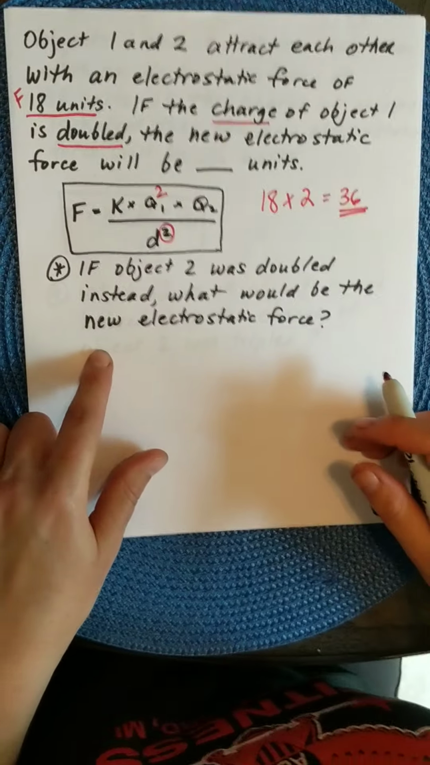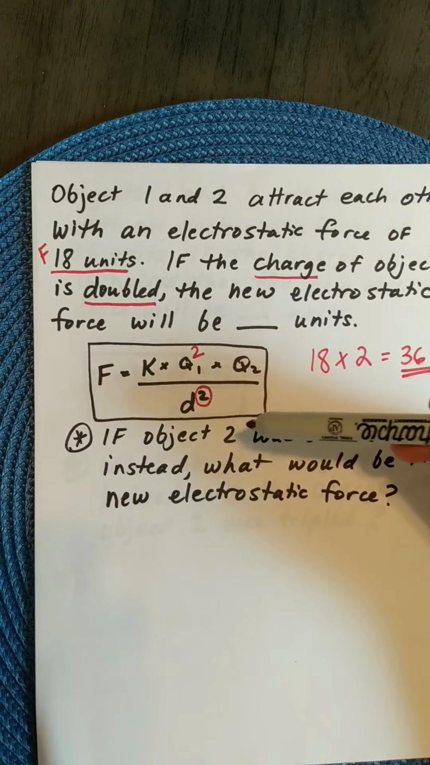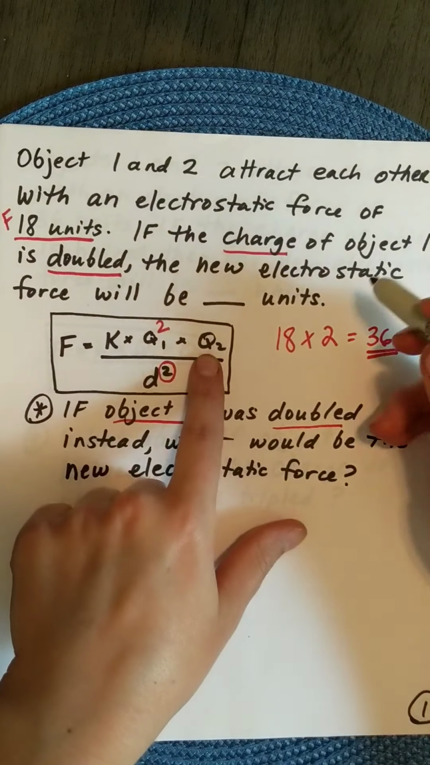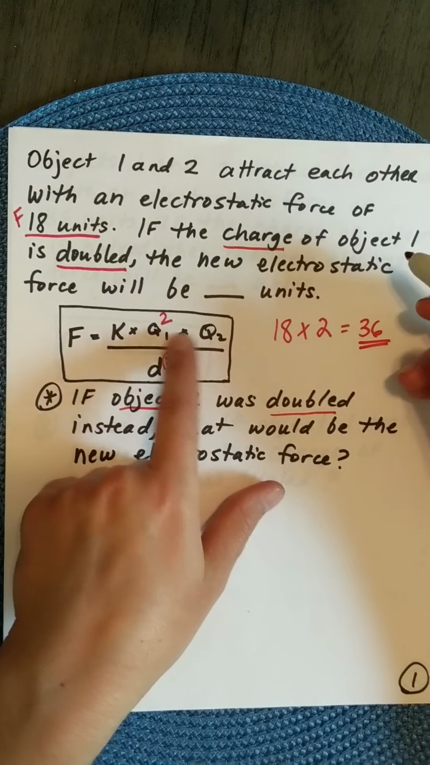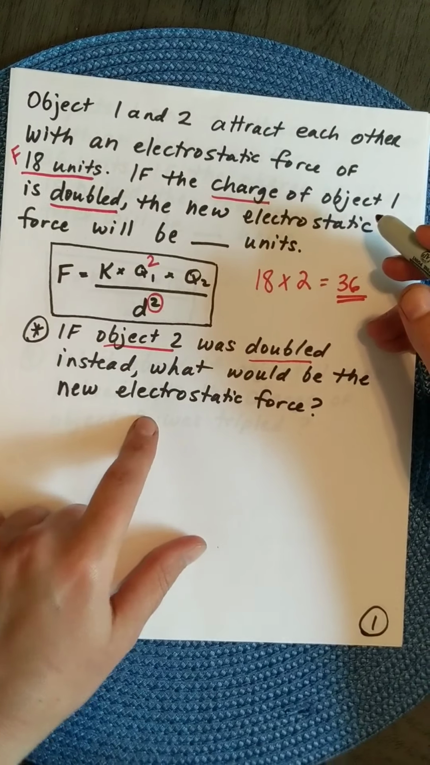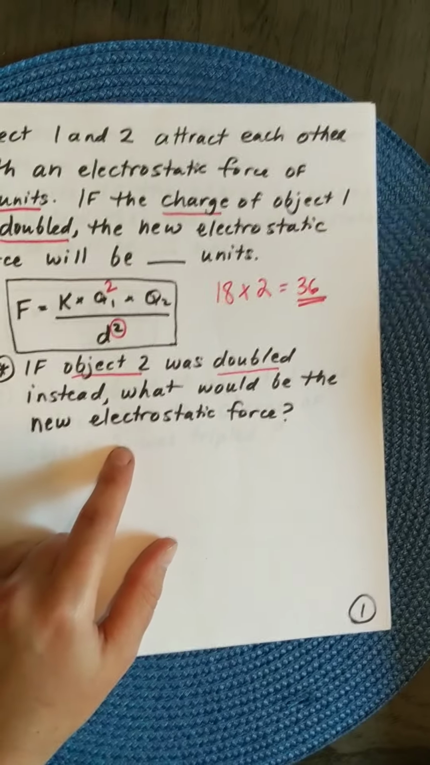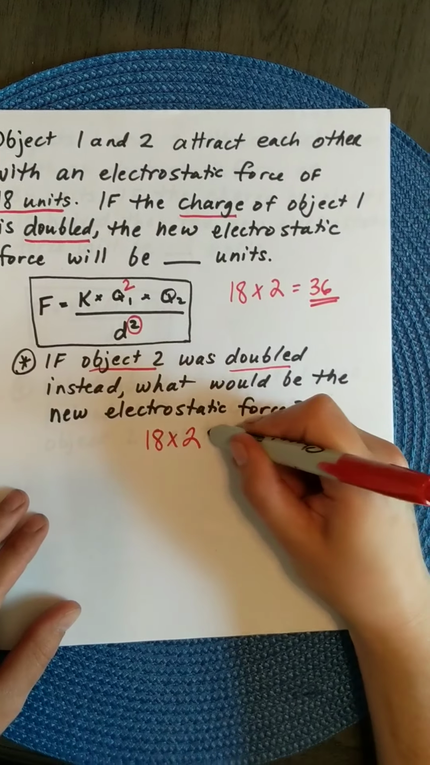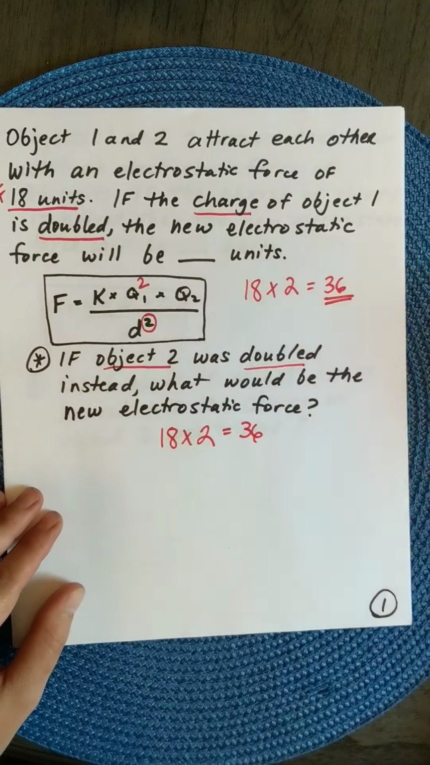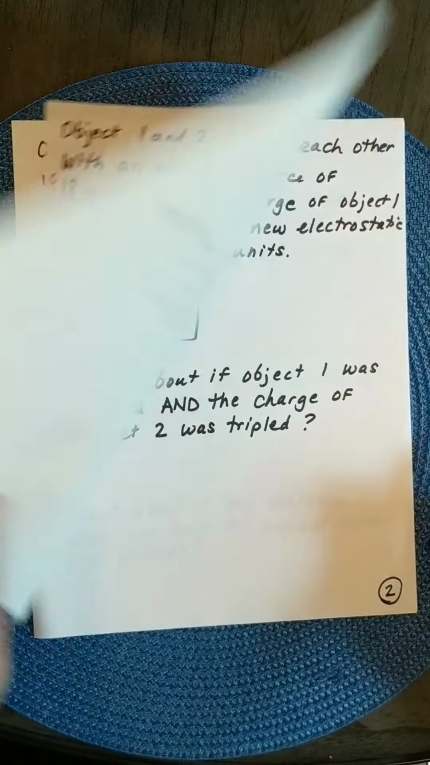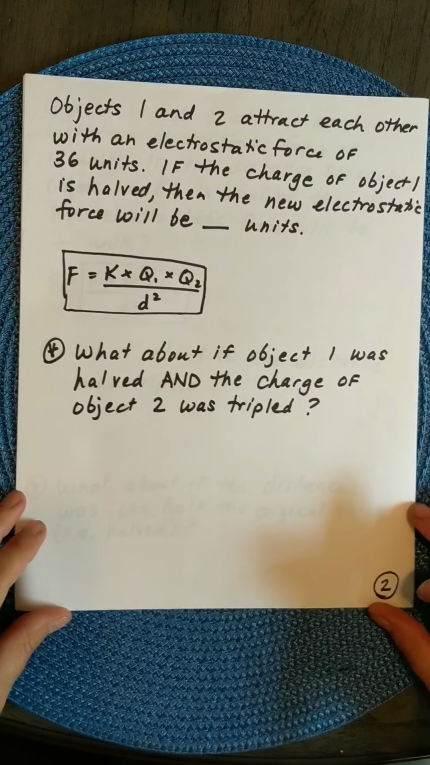Now, just to get you thinking, what would be the effect if object 2 was doubled instead of object 1? Well, if Q2 was multiplied by 2 instead of Q1, it would have the same overall effect. We'd still multiply by 2. We would have 18 times 2. It would still be doubled, and the new force would still be 36. It didn't matter that it was the other charge that was doubled. Okay? So that's the first type. That's like what you're going to see in level 1.